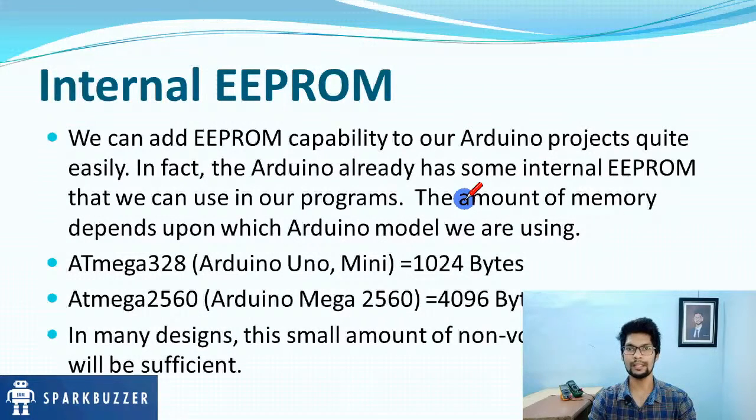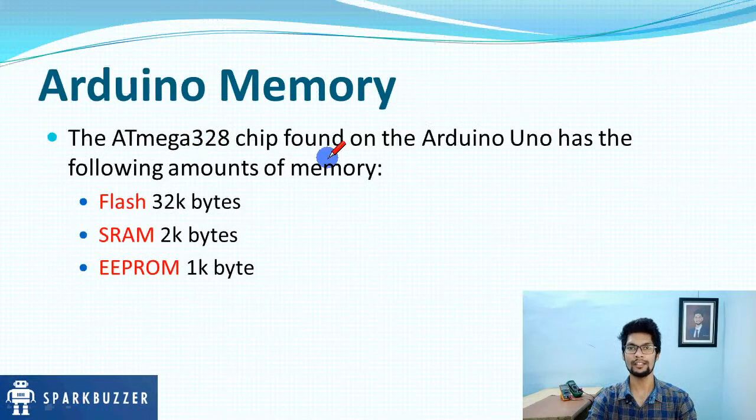The amount of memory depends upon which Arduino board you are using. For example, the Arduino Uno has 1 kilobyte of EEPROM, and the Arduino Mega has 4 kilobytes of EEPROM. The chip on the Arduino Uno has the following amount of memory. In many designs, this EEPROM memory is sufficient. But in case your project needs more memory, you need to add an external EEPROM.